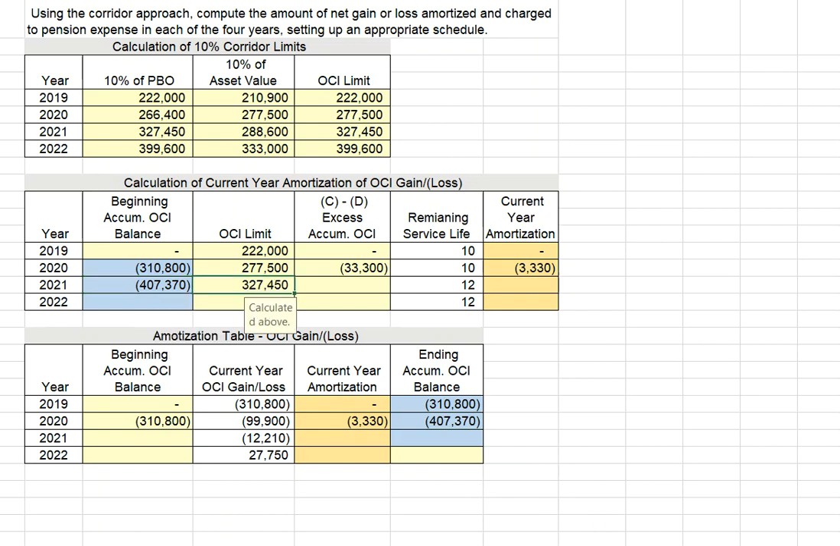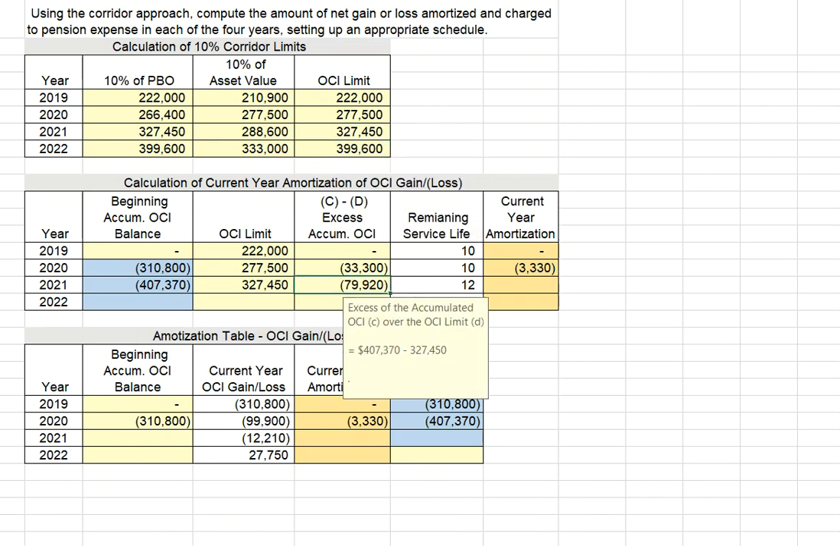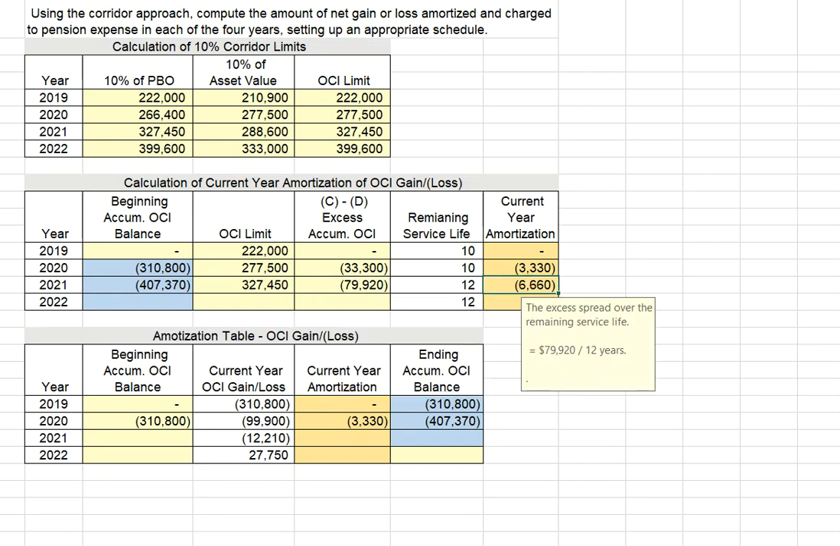Our OCI limit was $327,450. So the excess is $79,920. The remaining service life of employees employed in 2021 is 12 years. So we'll amortize that over 12 years. So we take the $79,920, divide it by 12, and our current year amortization expense will be $6,660. We now have to calculate the end of year OCI balance.